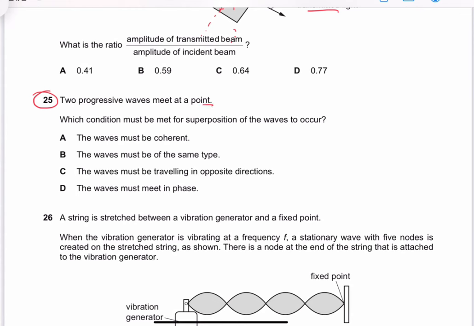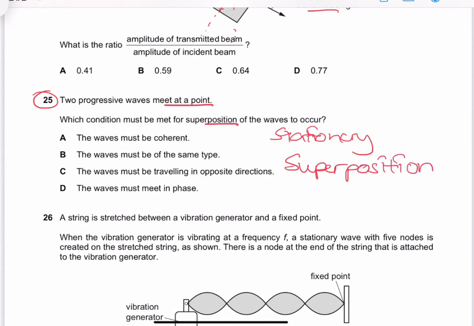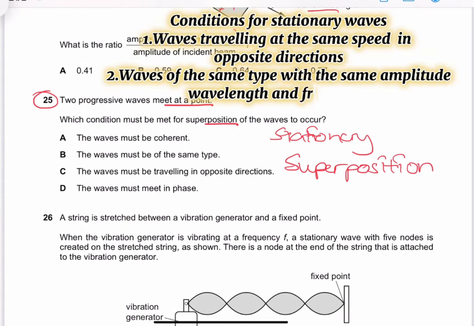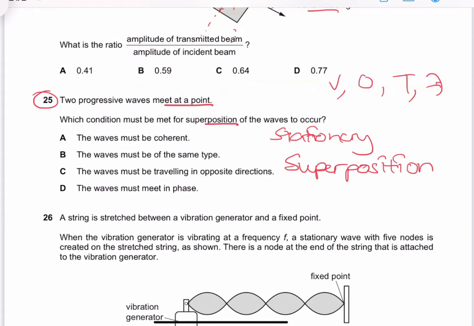We're given two progressive waves that are meeting at a point. Which condition must be met for superposition to occur? Now, there's a difference that you need to understand between the conditions for forming a stationary wave and the conditions for superposition, right? Very important for you to understand this. For a stationary wave, there are certain conditions that we need. We need waves that are traveling at the same speed, in opposite directions, and of the same type. Same speed, opposite direction, same frequency, same amplitude, and the waves can form a stationary wave.